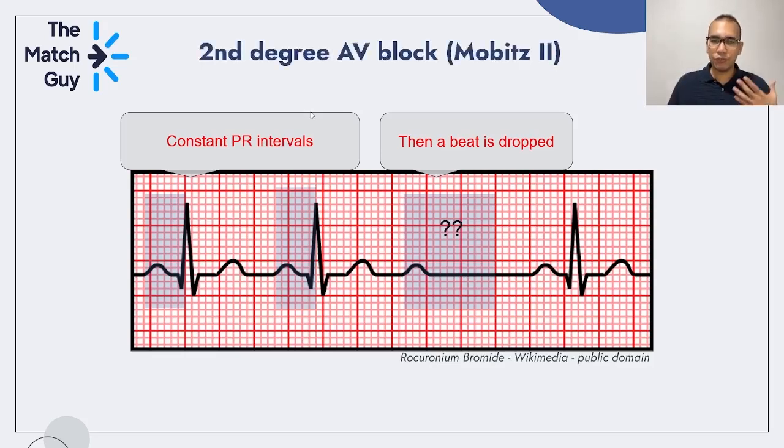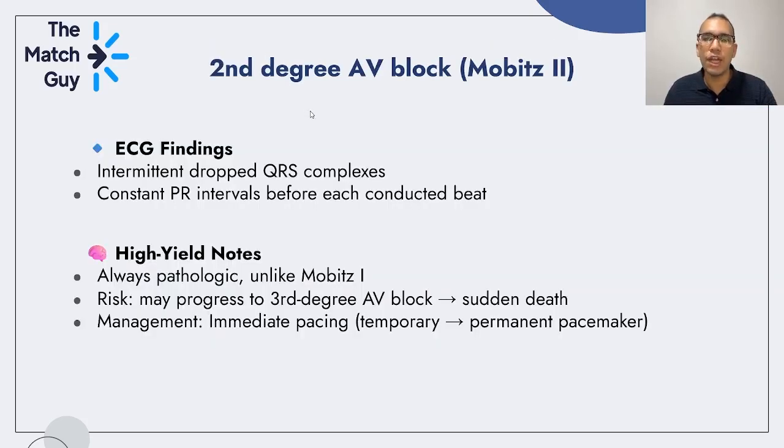Now, what makes it different from the last one is that in this case, the block isn't in the AV node. It's usually below the AV node in the His-Purkinje system. And that's why it's more serious and unstable. But unlike type 1, this one is always pathologic and can progress to complete heart block. Now, regarding management, these patients need a pacemaker. Even if they are asymptomatic, they need a pacemaker. So when you see constant PR interval and sudden drop in the QRS, this is Mobitz 2. And you need to always remember these patients need pacing regardless of symptoms.